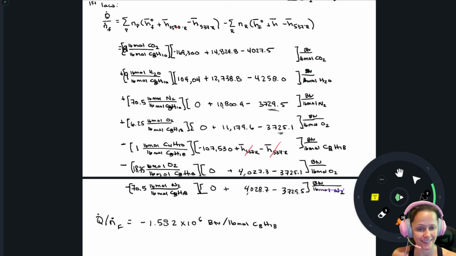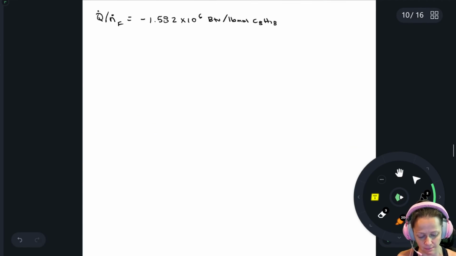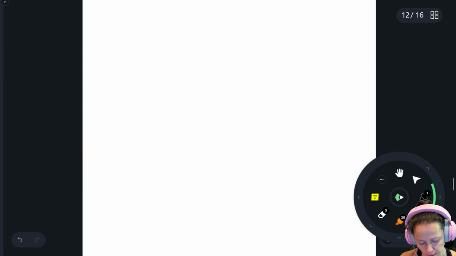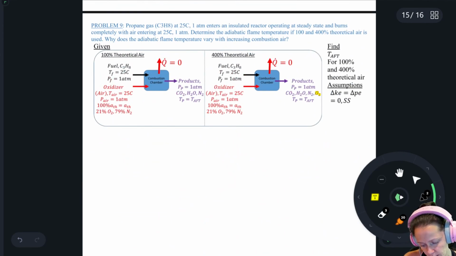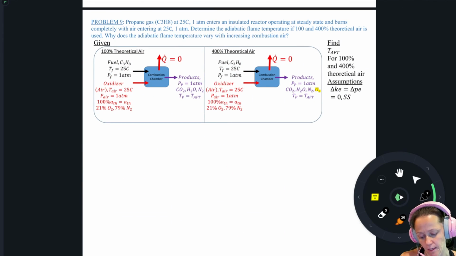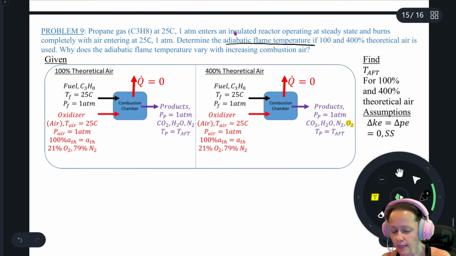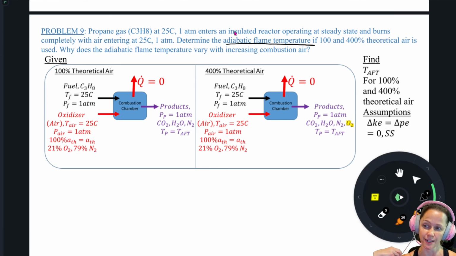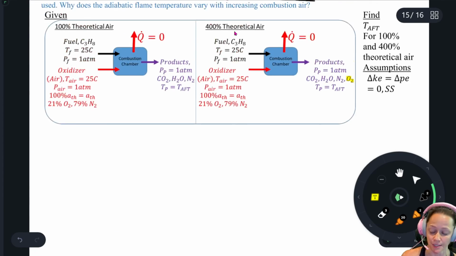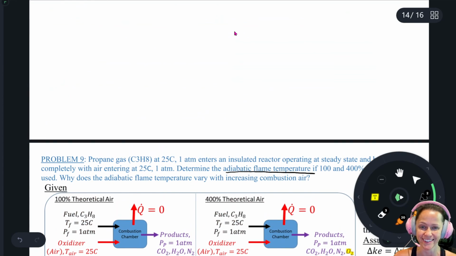My goodness, guys. All right. I think that I should stop while I'm ahead. We will work some other problems like this. We've got problems 7 and 8, and we will briefly talk about adiabatic flame temperature. At most, we've got 3 problems next time, so hopefully that will go well.